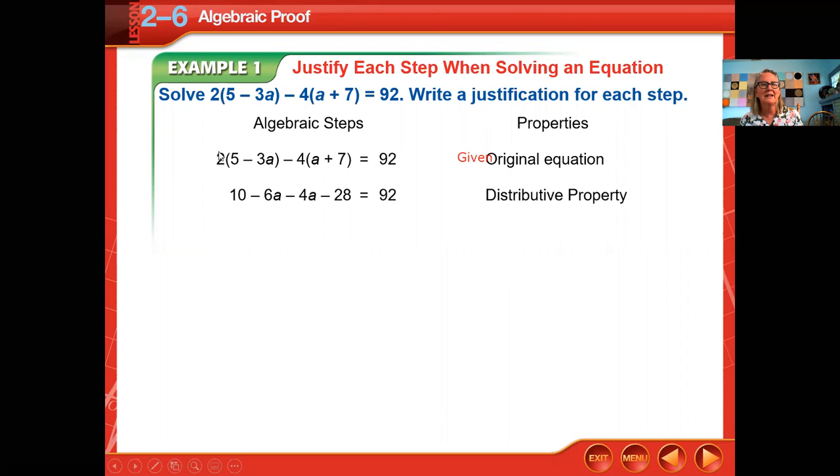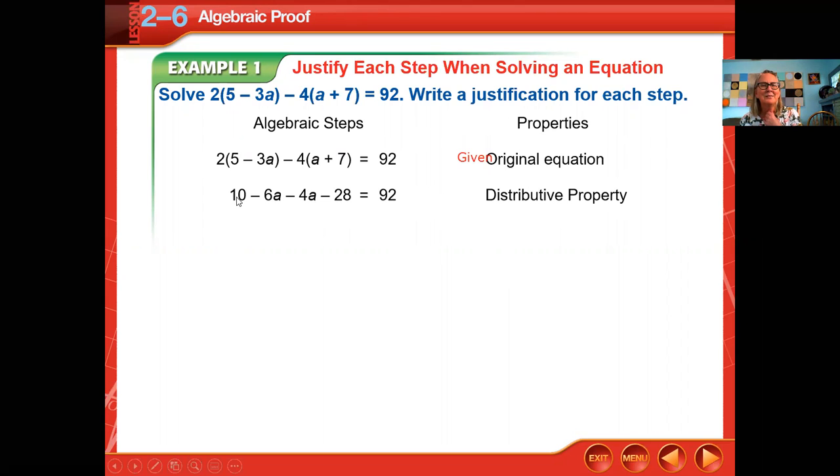And 2 times 5 is 10, 2 times -3 is -6. This -4 came from taking -4 times A. -4 times +7 is -28, so they put a -28 there. Why did they do that? Because of the distributive property. So these are the steps, and these are the properties.